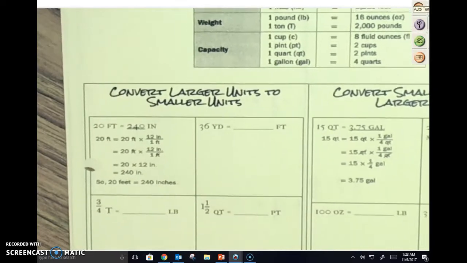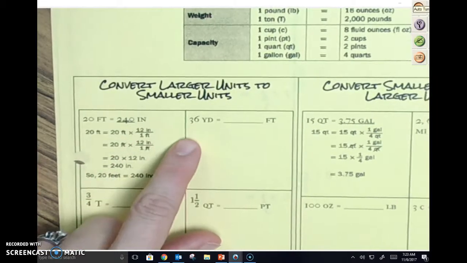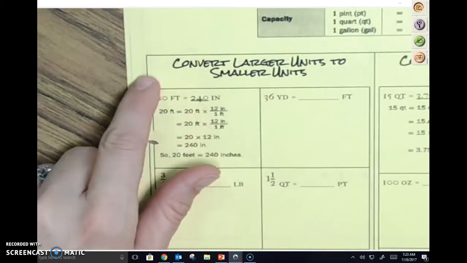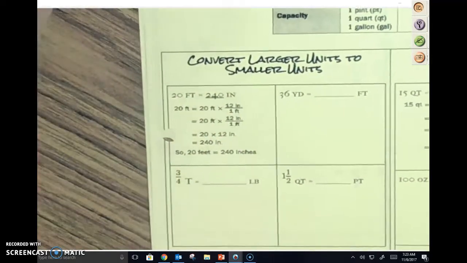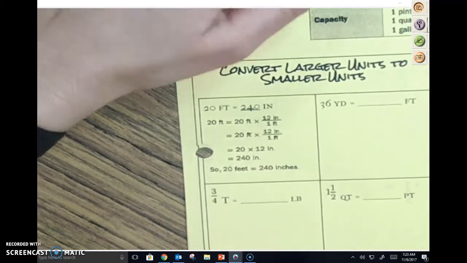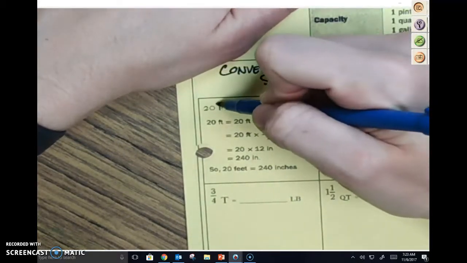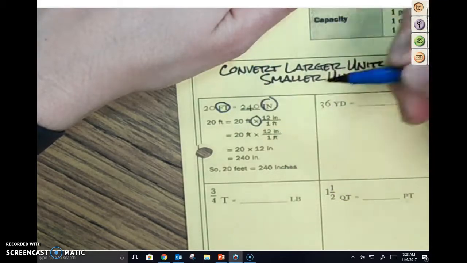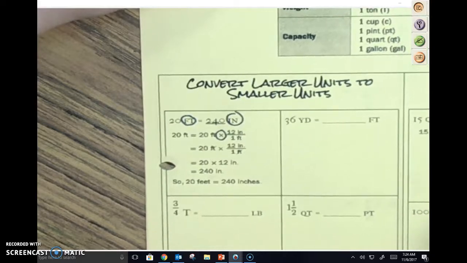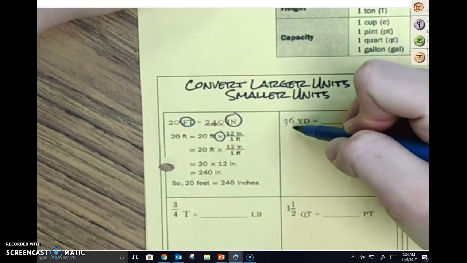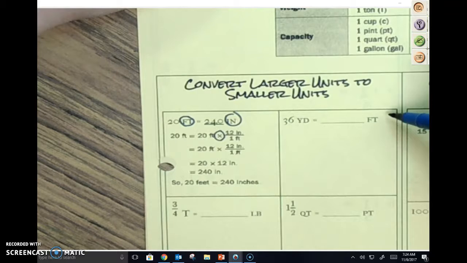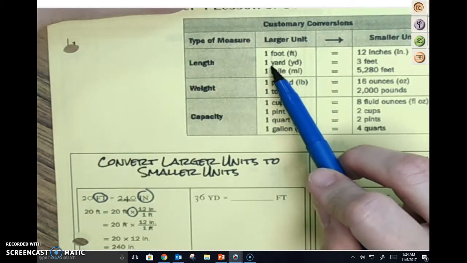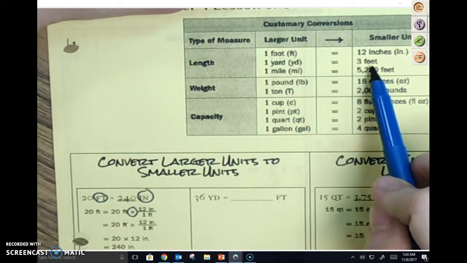So we have two different sides on our notes here. We have from larger to smaller, and then from smaller to larger. Now, I do have an example over how you should do it in case you can't read your handwriting later. But when we go from larger to smaller, like feet are larger than inches, we will be multiplying. So what we're going to do is we're going to see that this is 36 yards, and we want to go to feet. So we're going to come up here and figure out how many feet are in a yard. If we look right here, we have 1 yard equals 3 feet.